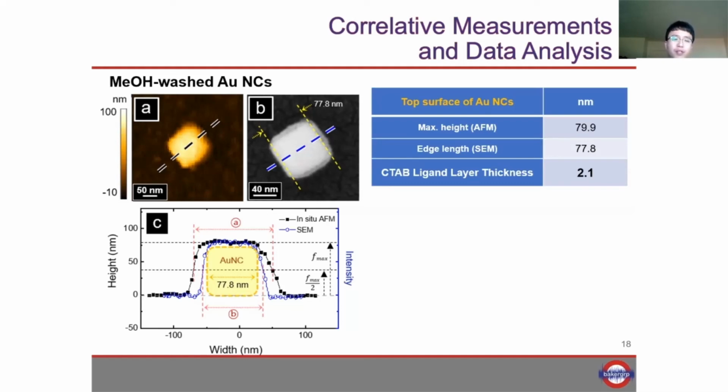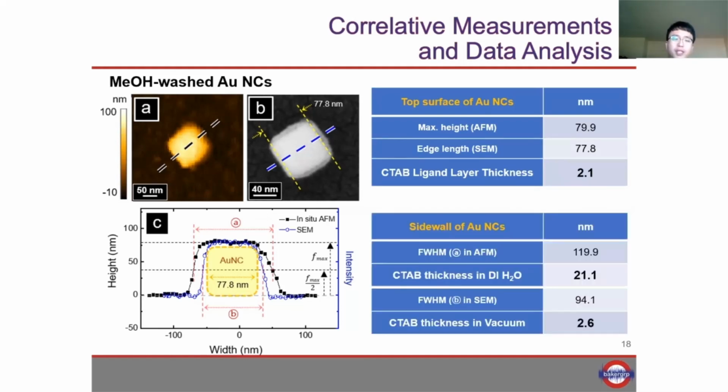And also further, the thickness of the CTAB layer in the sidewall can be quantified. So in this case, the CTAB thickness in hydrated and dehydrated conditions can be calculated separately. So CTAB thickness at the sidewall in the hydrated status was 21.1 nanometer. In dehydrated condition, the CTAB thickness was 2.6 nanometer.